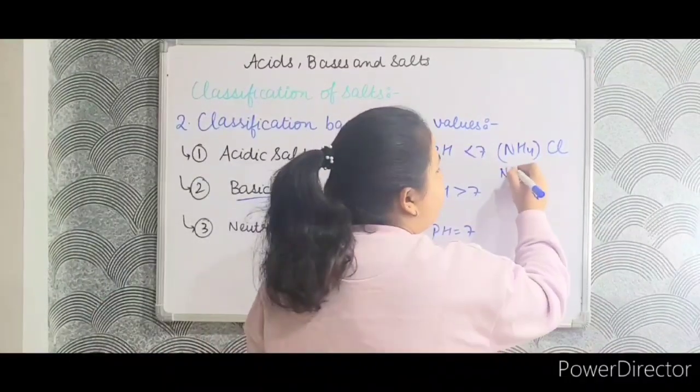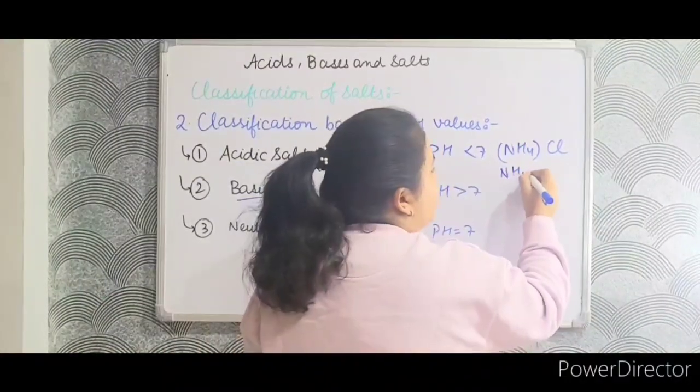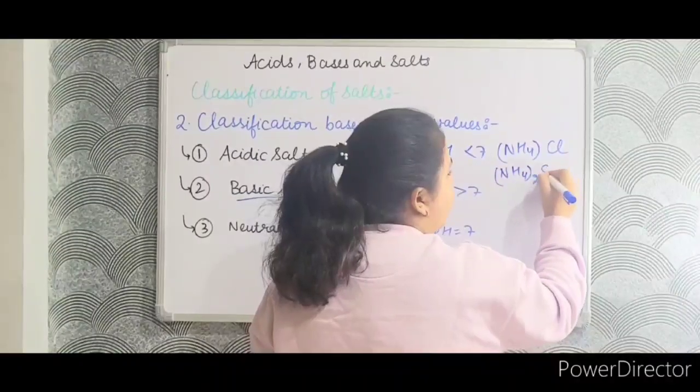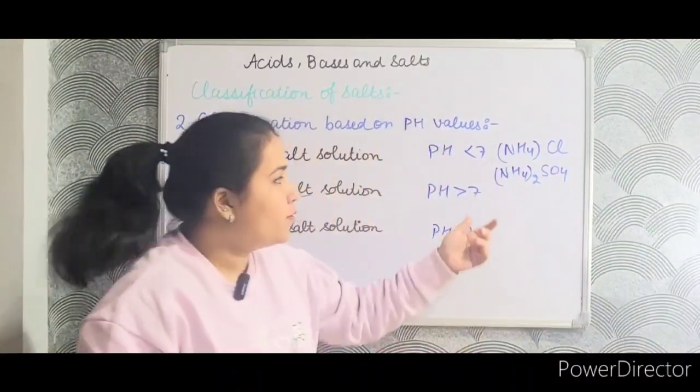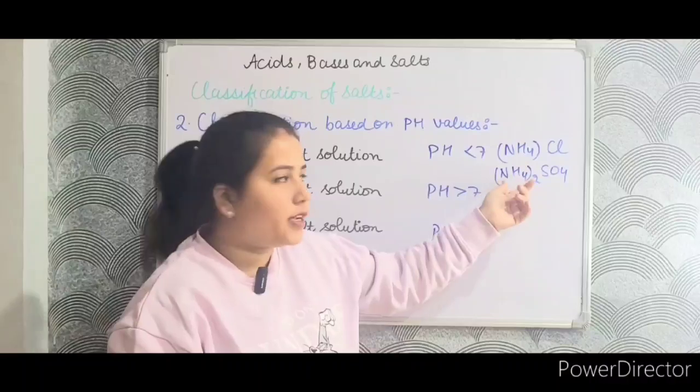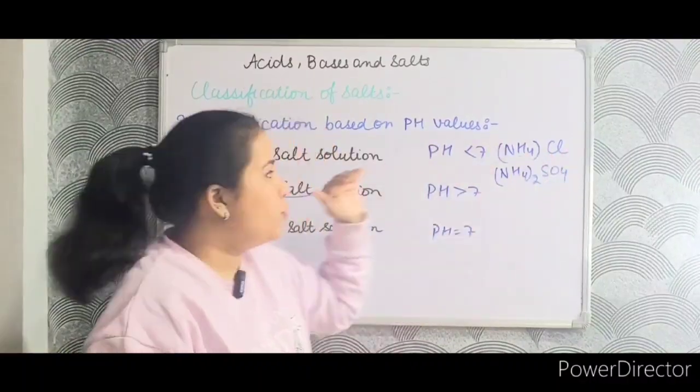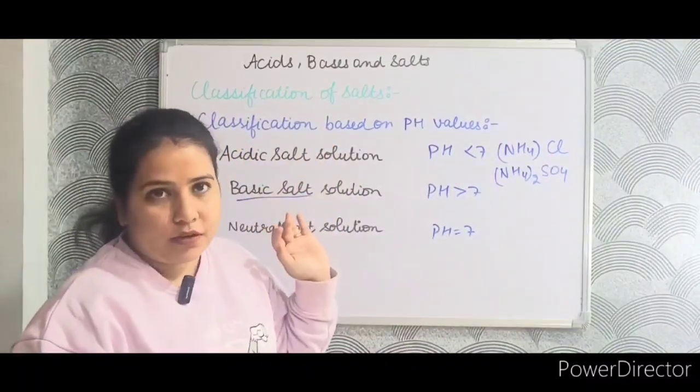Another example of acidic salt solution, (NH4)2SO4. It is formed by reaction of NH4OH and H2SO4. So it is categorized in acidic salt solution.